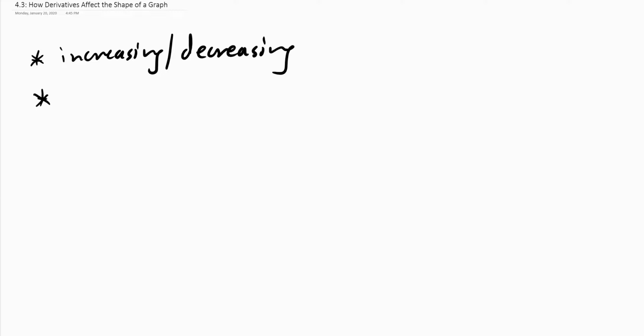First, we are going to talk about when the graph is increasing and decreasing. So the first point is increasing, decreasing, using calculus or derivatives. The second one, we're going to introduce what we call the first derivative test.